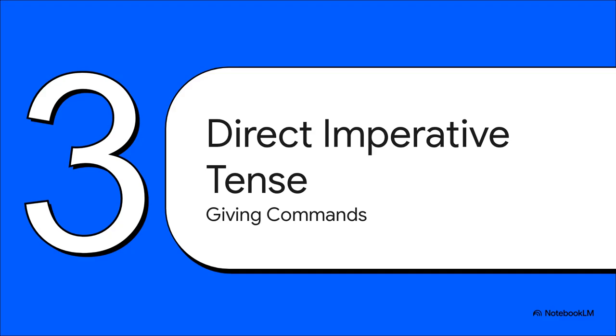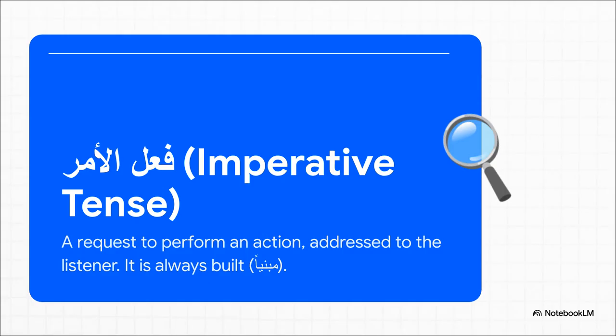Okay, now we're at the climax, the direct imperative tense. This is the command form. And the absolute best part about this, you don't have to learn a whole new set of rules. Nope, it's built directly from the present tense that we just covered. So the imperative, or fil al-amr. Notice something familiar? We're back to a built verb. Just like the past tense, the ending is fixed. It's a command, a direct request, so its structure is locked right in.